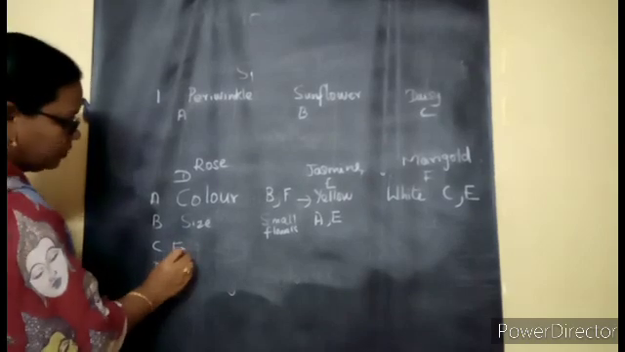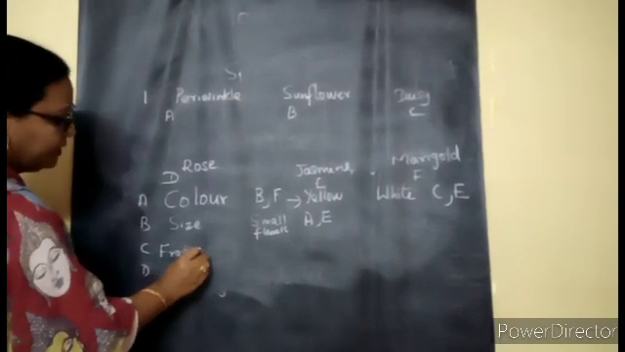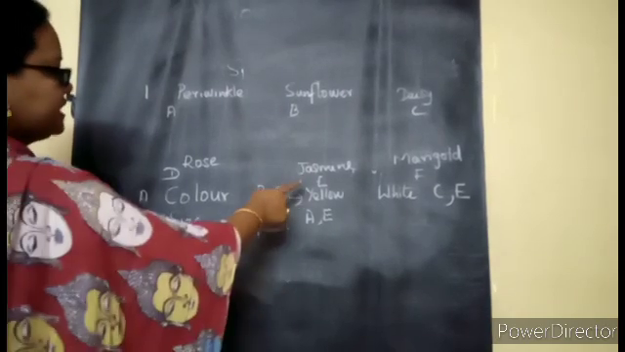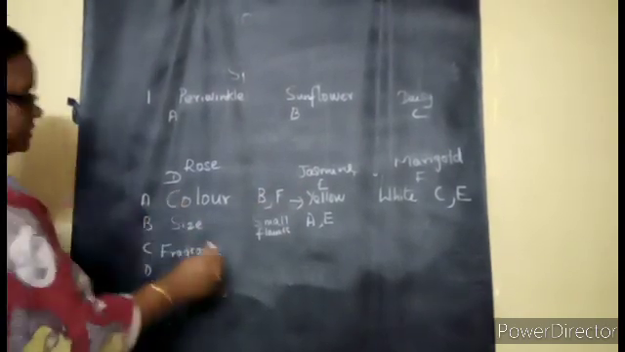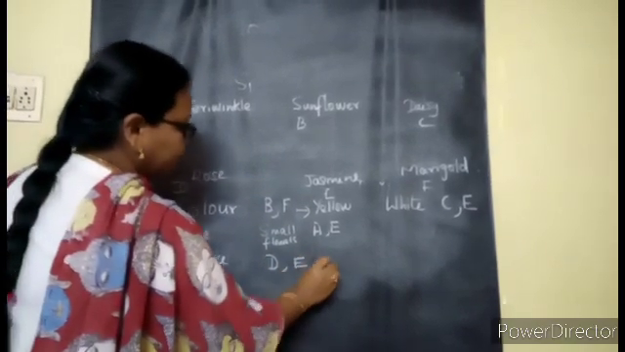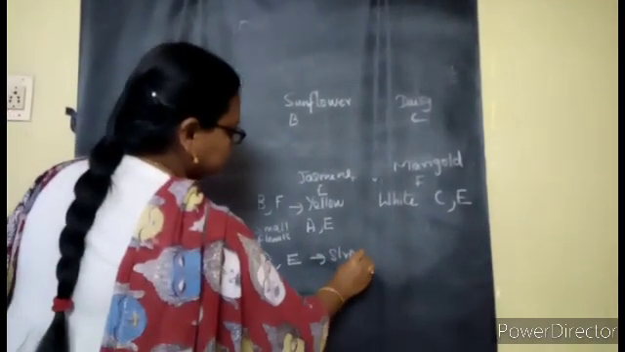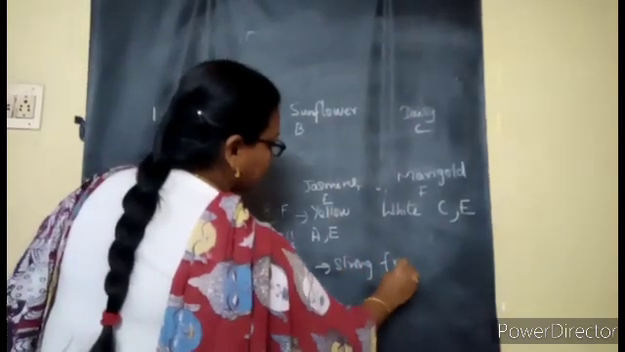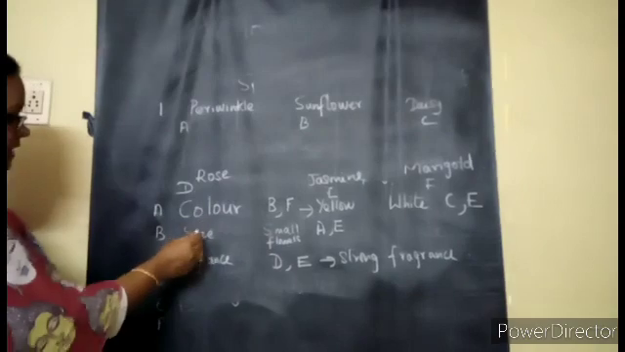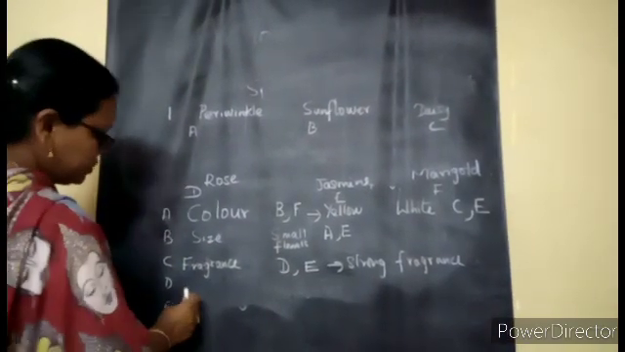Then fragrance. Shall we go for fragrance? Which will have very good fragrance, children? Which all flowers will have good fragrance here? Jasmine and rose will have it. Yes, D and E have good, strong fragrance. Yes, children. Next, color, size, fragrance. Then what else? Shape.